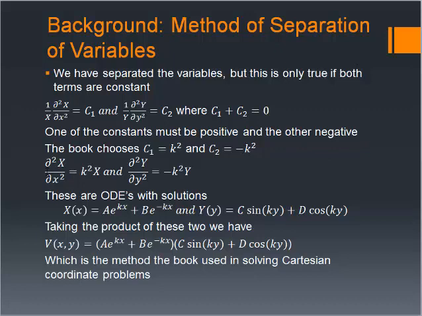And the differential equations of this form, we derived the solutions back in our ordinary differential equations classes. And so we have x dependent on exponential functions and y dependent on sinusoids. And if we multiply these two functions together, we have the resulting potential. This is exactly how the book solved the Cartesian version of the problem. And then if you're given some initial conditions or boundary conditions, you can solve for each of these individual constants, a, b, c, and d, and you can get the exact solution for your problem.